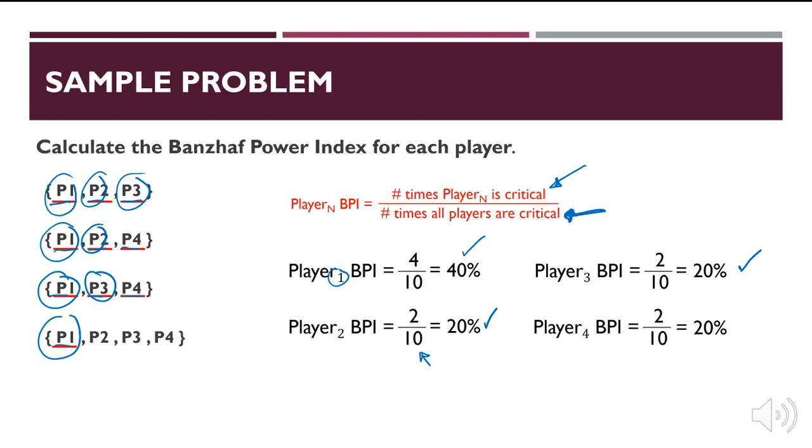And finally, player 4 had 2 underlines. So out of the 10 underlines, how many were player 4's? 2 of them. 2/10 is the Banzhaf Power Index, or we can say that's 20% of the power in the system. So now we've worked this problem out from start to finish.